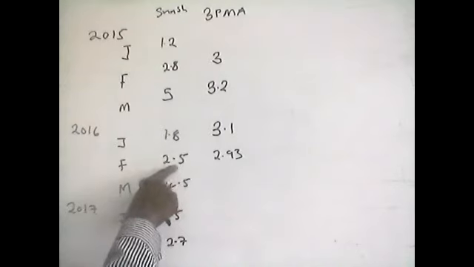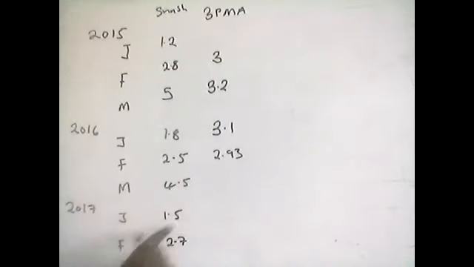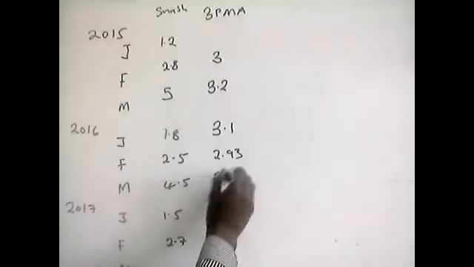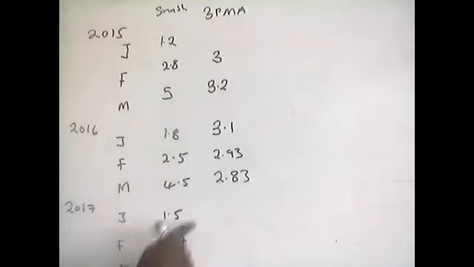So you start from here, 2.5 plus 4.5 plus 1.5, divide by 3, giving us 2.83. Now, this plus that, we divide by 3 to find what's supposed to be there.